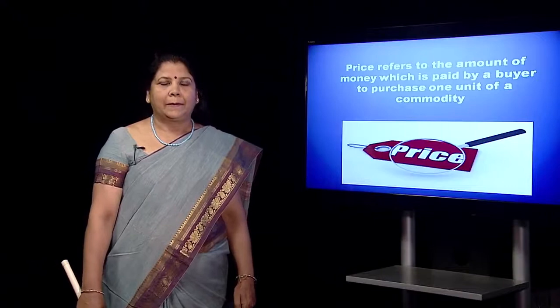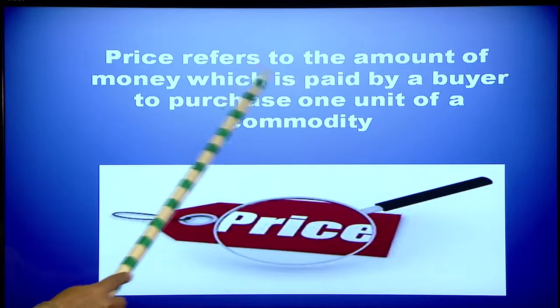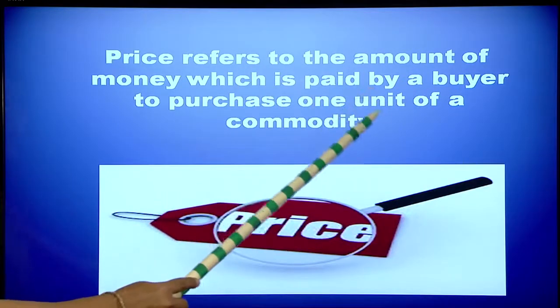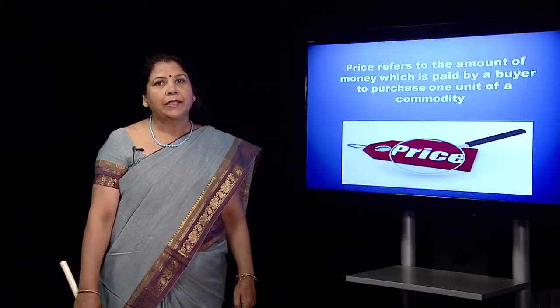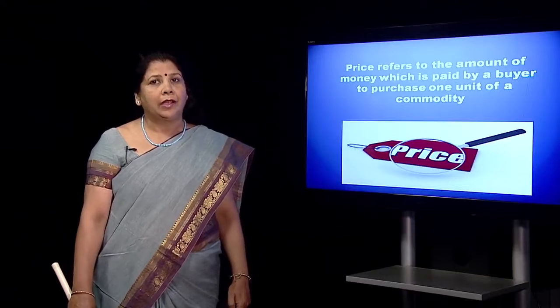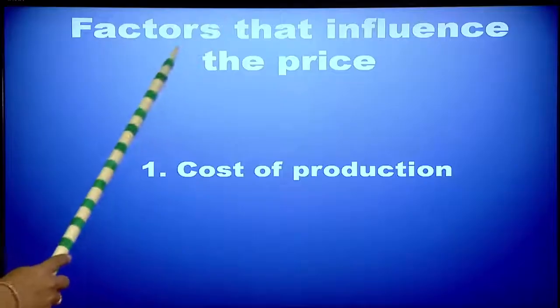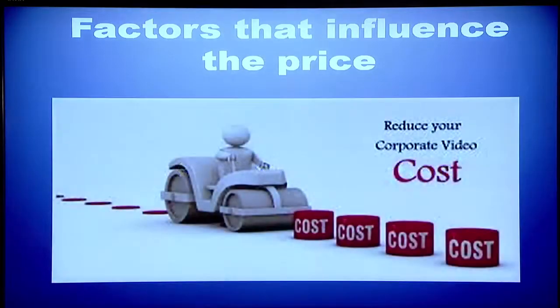What is price? Price refers to the amount of money which is paid by a buyer to purchase one unit of a commodity, and this price is what we are going to learn how it is determined in the market. Factors that influence the price are: number one, the cost of production. This picture tells much more than 1,000 words.